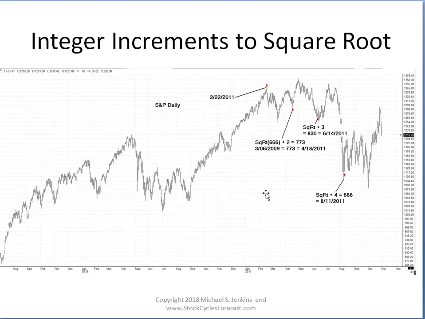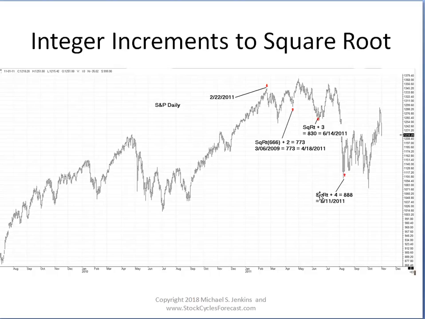We can follow this up and say, okay, if this was the square root of the low plus 1, we can then do the square root of the low plus 2 and get 773 days, and that comes out to 4/18/11 right here. Then we can do the square root plus 3, 830 days, and that comes out right here.